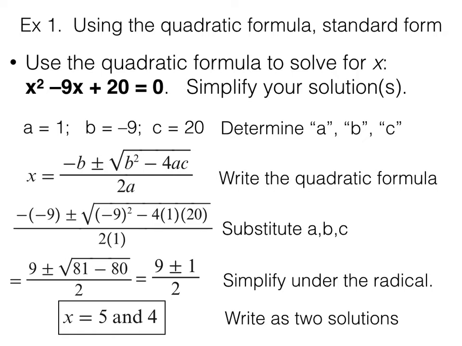Okay, now the picture of this. If I were to graph the related quadratic function, f of x equals x squared minus 9x plus 20, the curve would go through the x-axis at 4 and 5.